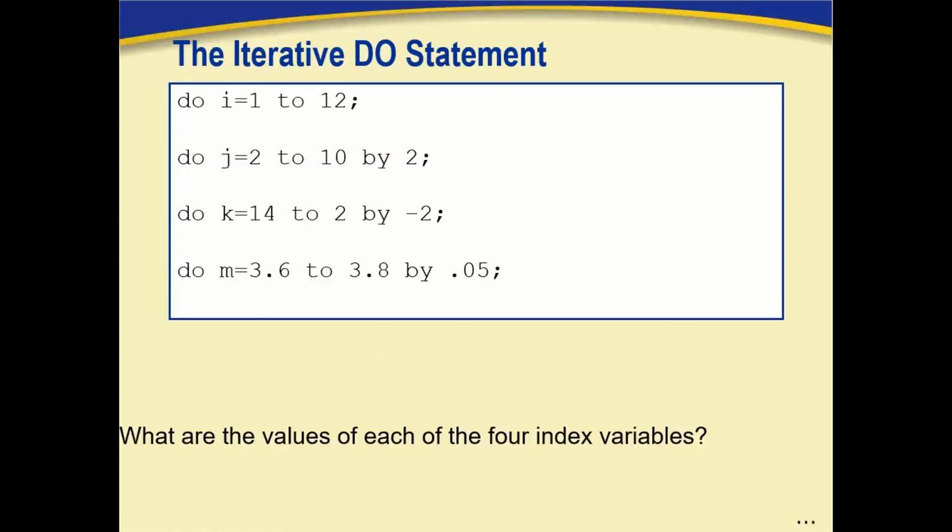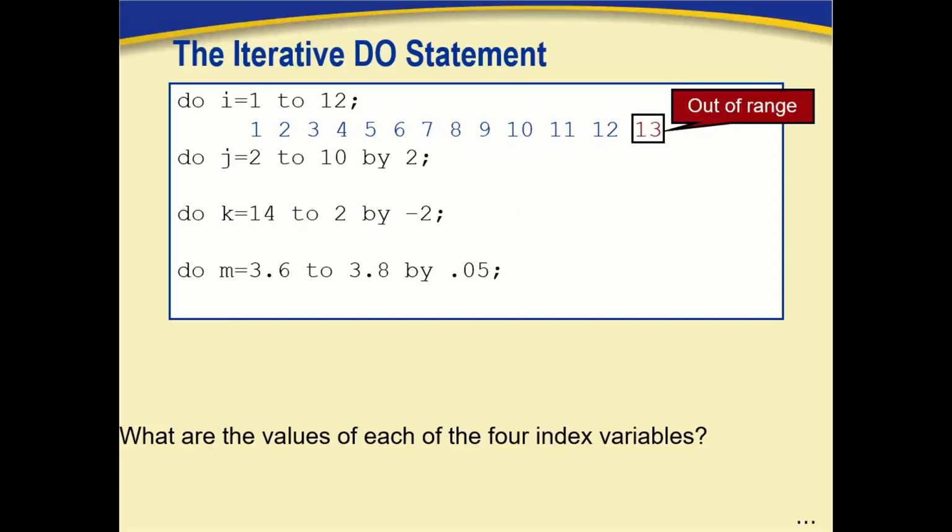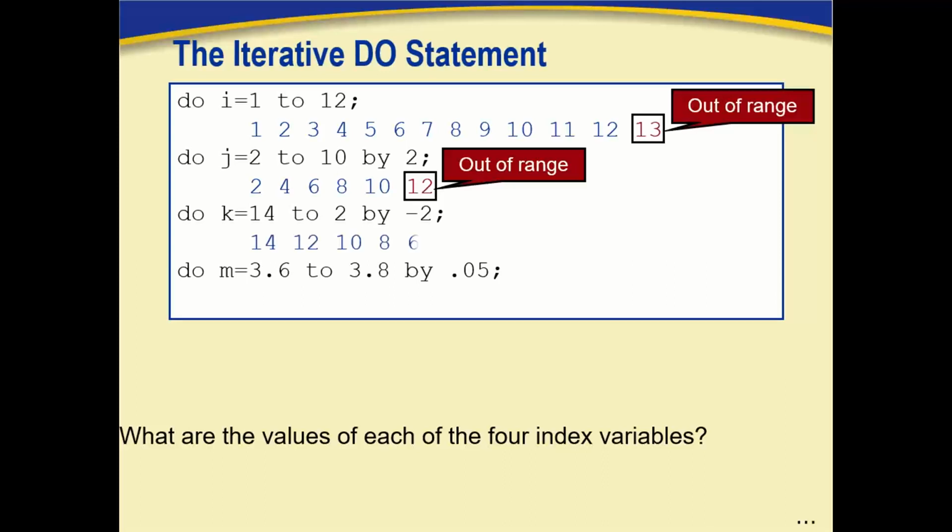Let's take a couple of examples for the numerical variable. When you say do I equals 1 to 12, it will execute the loop 12 times. When it goes out of the range, it will come out of the loop. Similarly, there is another example: if you specify 2 to 10 by 2, every time it increments by 2. And if it is minus 2, then the value will decrease.